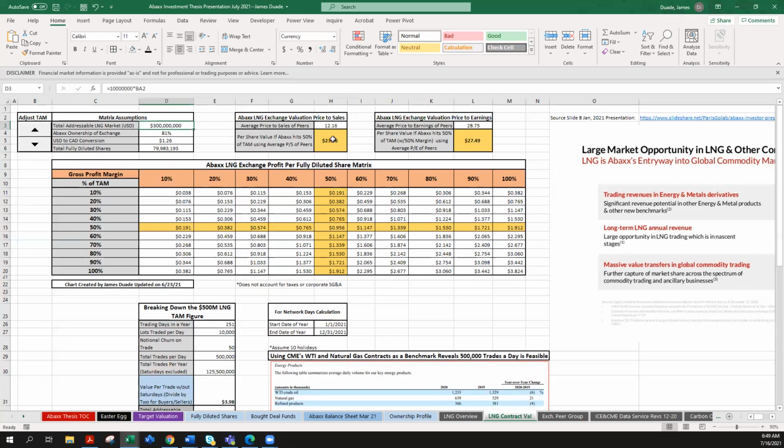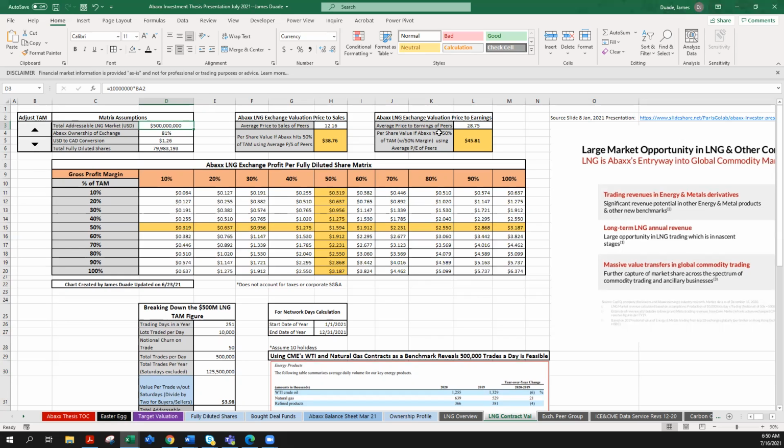And then the per share value, if Abaxx hits 50, is 23.26, which effectively reflects $1.91 times the peer group multiple of 12.16. So I've given you the ability to change that if you think that my assumptions, or Abaxx's assumptions for that matter, are just way off. Feel free to play around with that however you would like, and let me know in the comments on the article if you think I'm way off base.